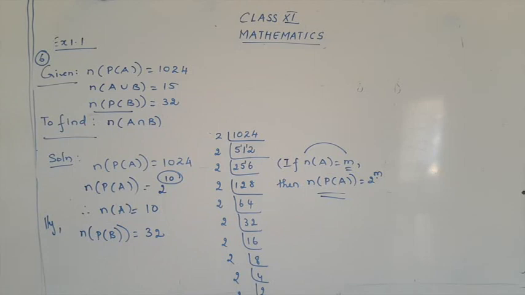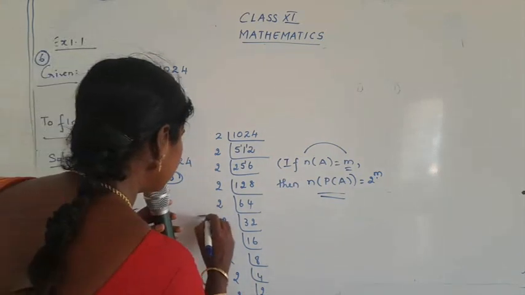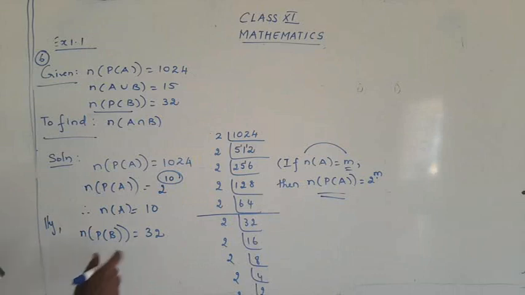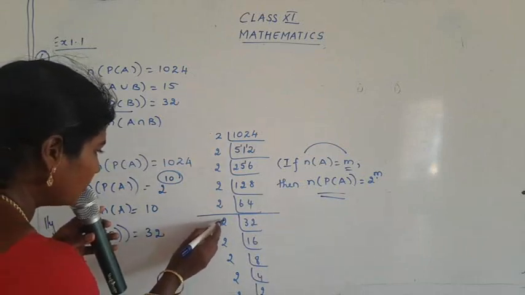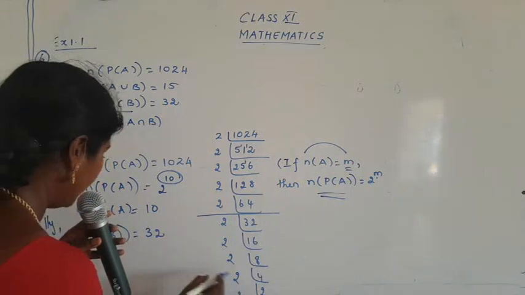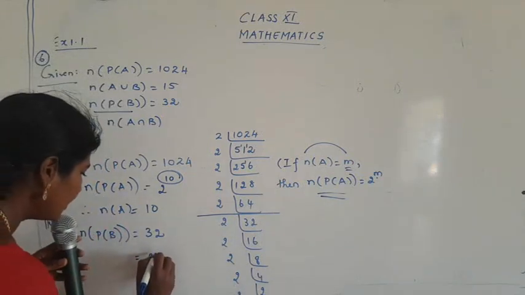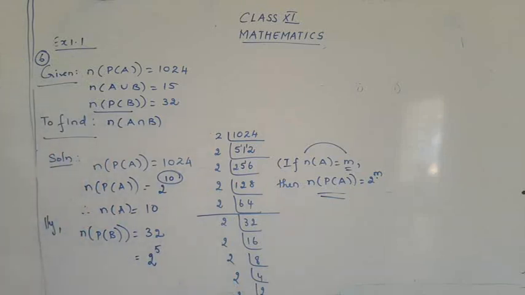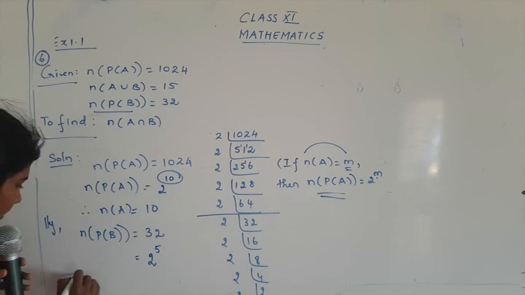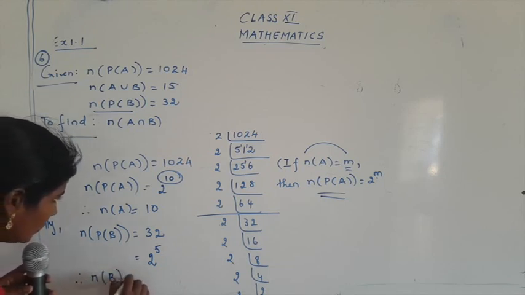Okay, so we have to express 32 as a power of 2. We have done the factors for 1024, so from there itself we can take the power for 32 in terms of 2. How many 2's are there? 1, 2, 3, 4, 5. So 32 can be written as 2 raised to 5, where 2 is the base and 5 is the power. So n of P of B is 32, and now we can say n of B is equal to 5.